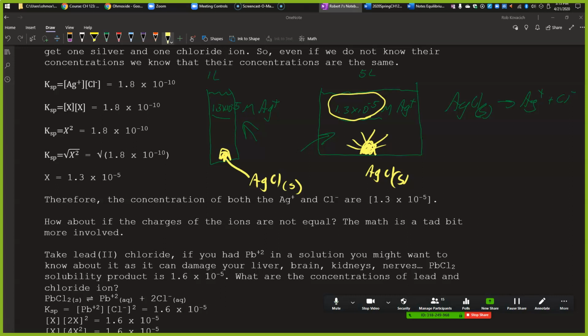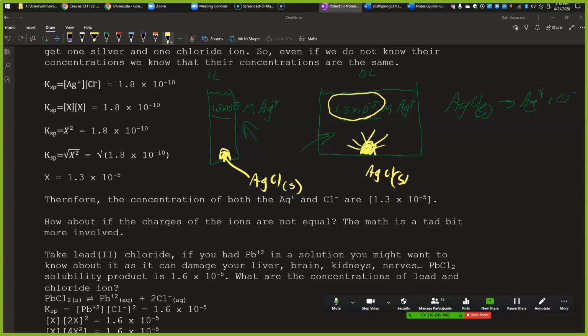So what if you put a little tiny bit of silver chloride in like a 5-liter container? Then it won't make it. It won't get up to 1.3 times 10 to the negative fifth. There's not enough to get to that concentration. It would all dissolve. If you put a teeny tiny bit in there, it would basically almost all dissolve.